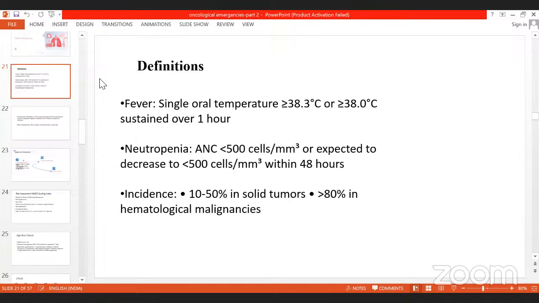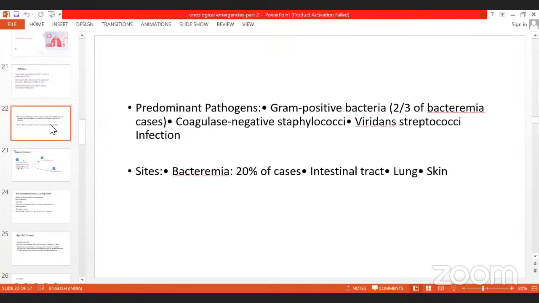The incidence is about 10 to 50% in solid tumors, whereas more than 80% is seen in hematological malignancies. Both fever as well as neutropenia should be present together to call it febrile neutropenia. The pathogens said to be common in febrile neutropenia are gram-positive bacteria, coagulase-negative staphylococci and Streptococcus viridans. Bacteremia occurs in about 20% of cases. We see infection mainly in the intestine, lung, and skin.